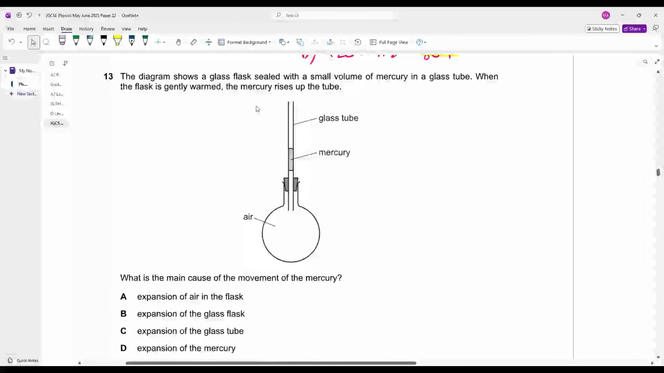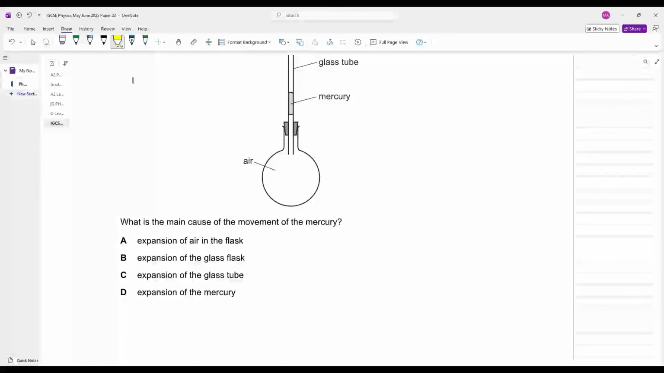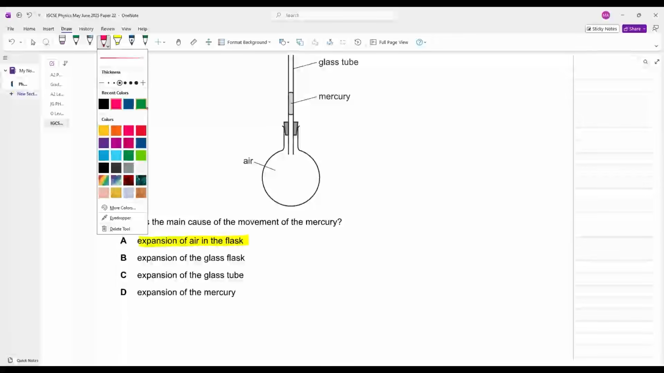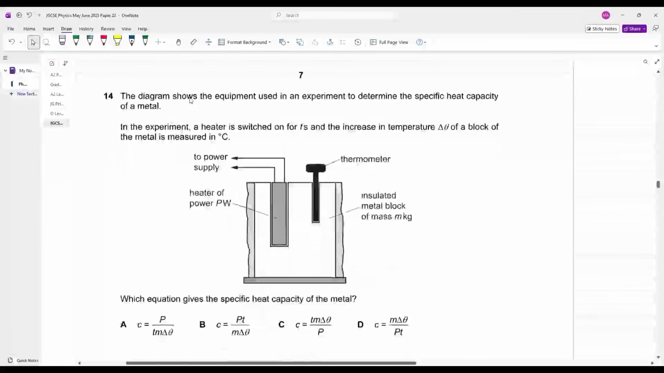Let's see this. The diagram shows a glass flask that is sealed with a small volume of mercury in the glass tube. Okay, when the flask is gently warmed, you increase the temperature, the mercury rises up the tube. What is the main cause of the movement of the mercury? Why does mercury move up? Due to the expansion of air in the flask. Due to the expansion of air in the flask, mercury moves to the top side. A is your answer. Let's further move ahead.